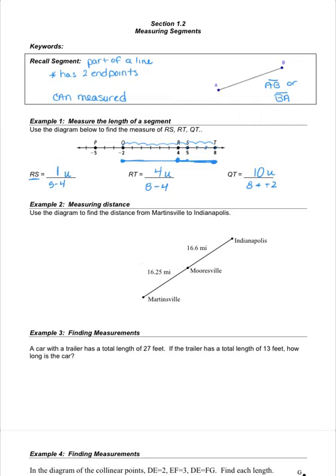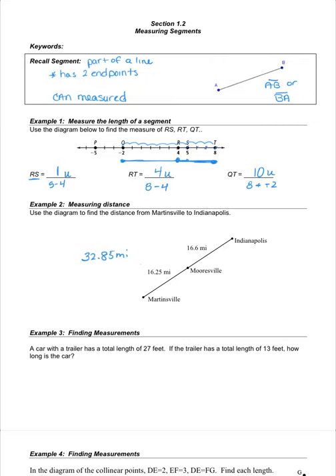Now, example 2 is more like a real world problem. And I pulled these numbers from Google Maps. So from Martinsville to Mooresville, it takes us 16.25 miles. And from Mooresville to Indianapolis, it takes 16.6 miles. So how could we find the distance from Martinsville to Indianapolis? Hopefully, when you added those together, you were able to get 32.85 miles. So we just took 16.25 plus 16.6, we added them together, and we were able to get 32.85 miles.